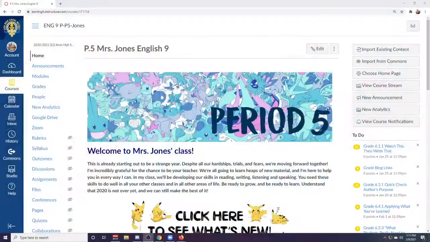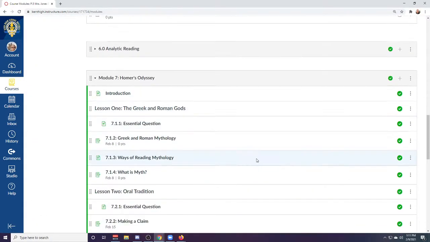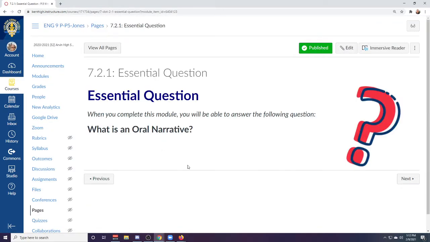So, if you go to our Canvas page, and go to the side navigation, you click Modules, and you scroll down. We're still in the middle of Module 7, and we're starting this week with Lesson 2, which is focusing on the importance of the oral tradition, of oral narratives, of first telling stories with spoken words, not with written words. That's going to lead us into our essential question of the lesson: What is an oral narrative?